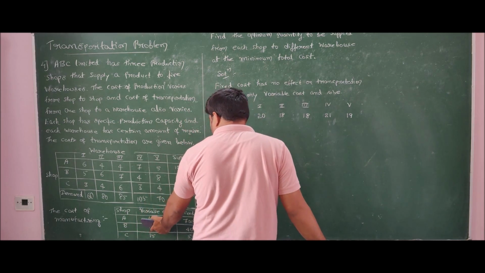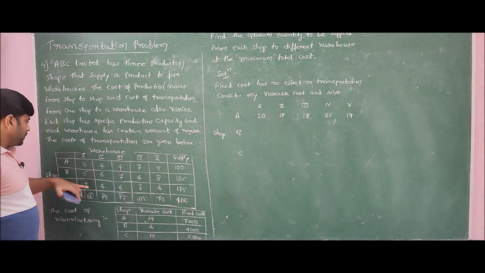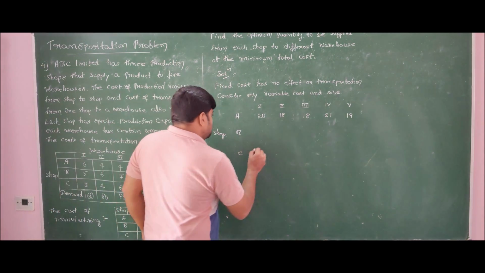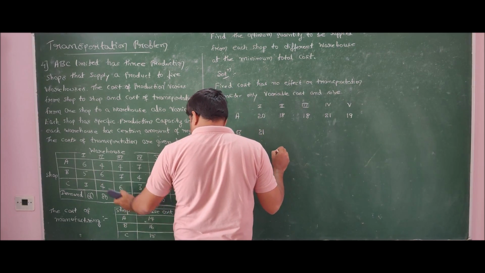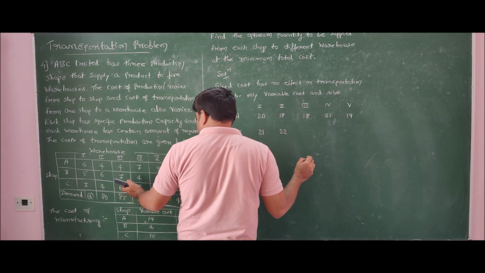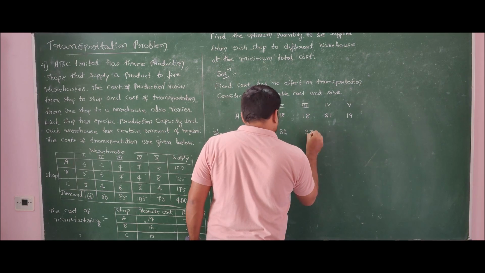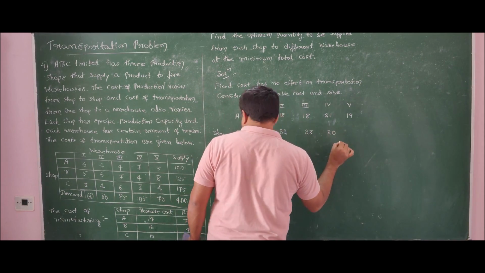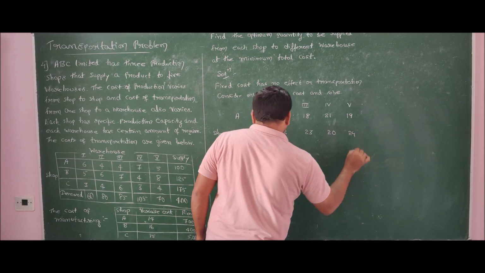Next for shop B the variable cost is 16, so add this 16 to shop B. So 5 plus 16 is 21, then 6 plus 16 is 22, then 7 plus 16 is 23, then 4 plus 16 that is 20, finally 8 plus 16 that is 24.